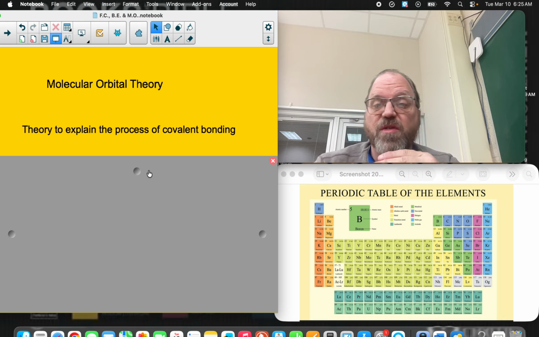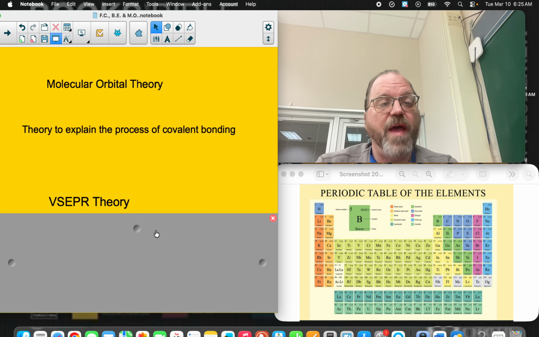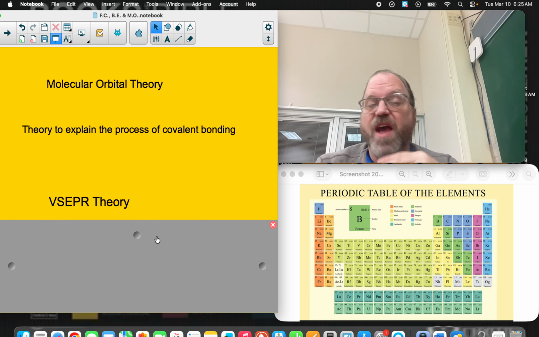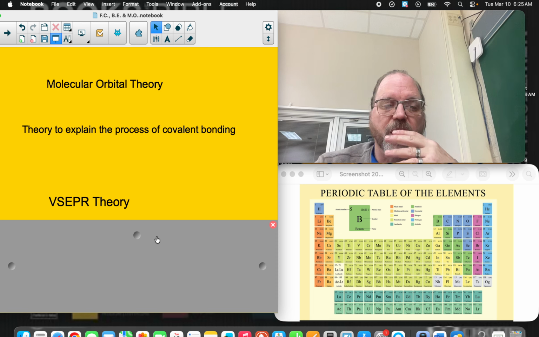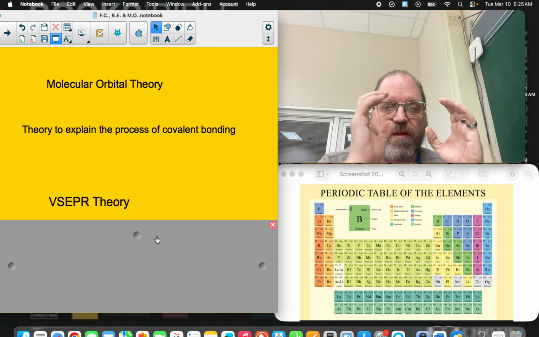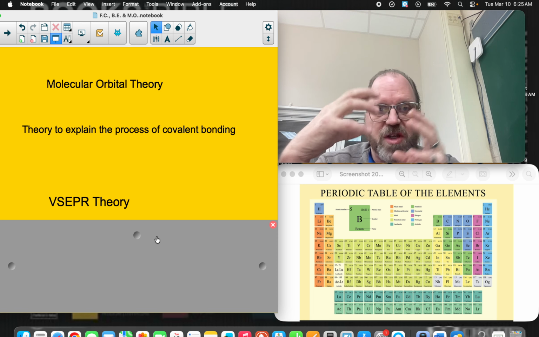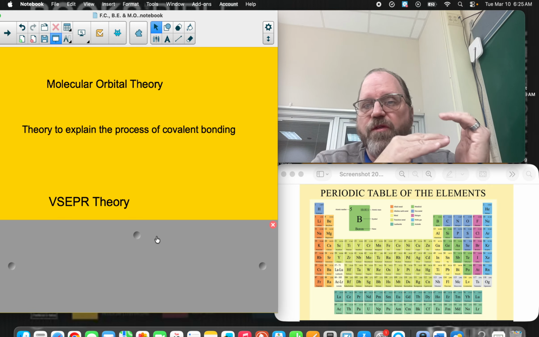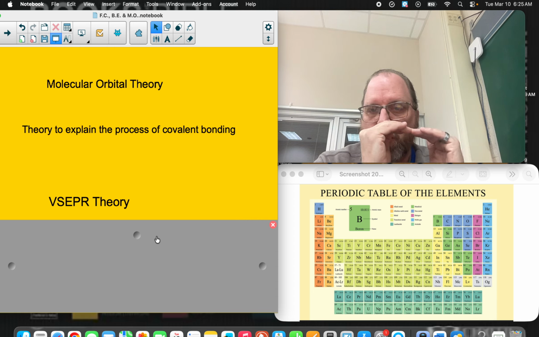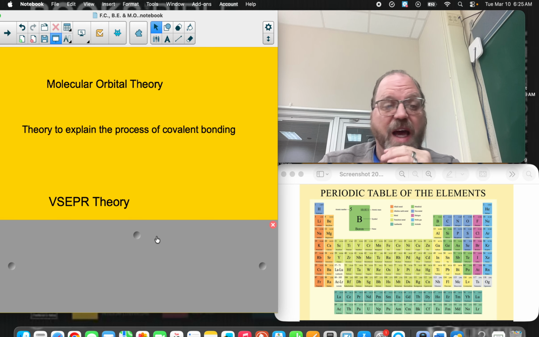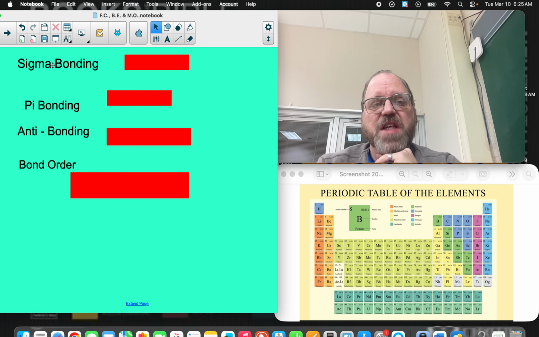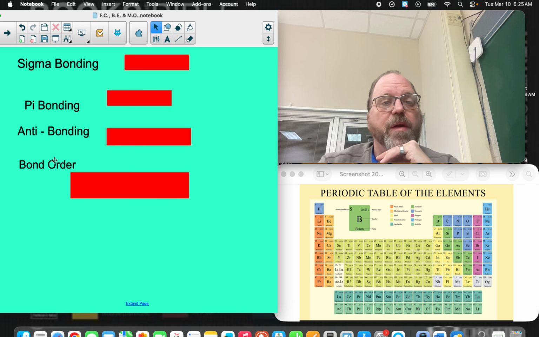Now, this differs from what we've been looking at so far, which is referred to as VSEPR, valence shell electron pair repulsion theory. The idea of that theory is that we move the electrons as far apart as possible. This one focuses more on the bonding arrangements and the structure inside of that. In order to do that, we need to identify a sigma bond, a pi bond, an anti-bond, and bond order.